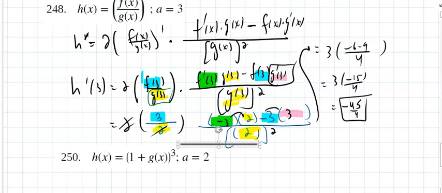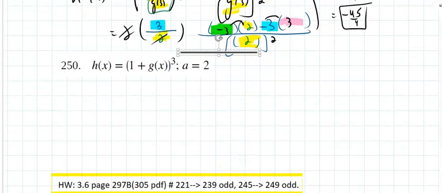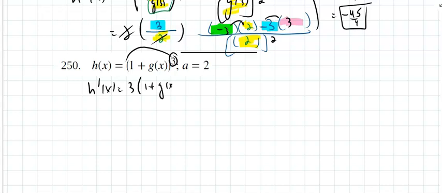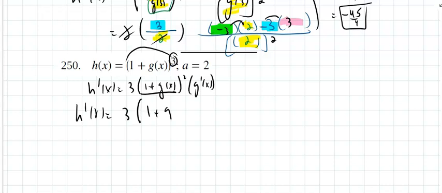And here, I'd like to find the derivative of h at 2. Well, we do the same thing. That is, first we take a derivative, and I see a power function, bring the power down, subtract 1 from the power, times the derivative of the inside, which is g prime of x. Now if I evaluate that at 2, that's 3 times 1 plus g of 2 squared times g prime of 2.